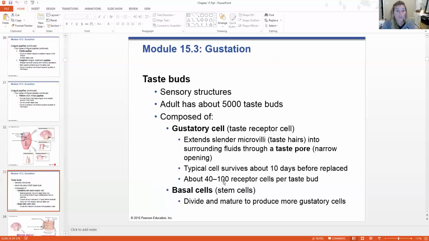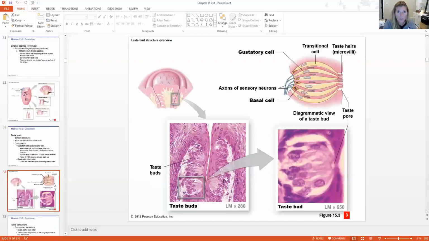There are also basal cells within our taste buds. These are the stem cells which will divide and mature to produce more gustatory cells, or more taste receptor cells. So there you see them, the transitional cells. Here are the taste hairs of the microvilli, and then the actual basal cells below, which are going to divide into these gustatory cells. The pink ones are the gustatory cells.